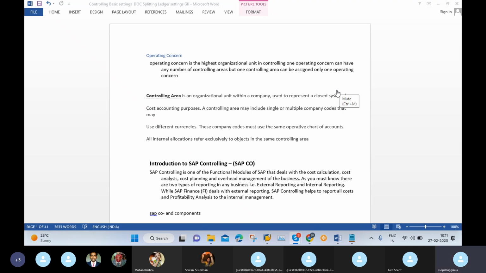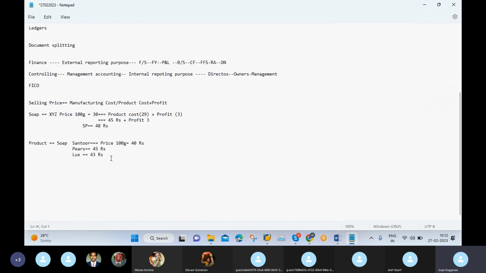Then we can start our session on the controlling module. So basically, we know very well, if you want to start any module in SAP finance, especially the functional modules, what is the first thing we need to maintain? Enterprise structure. Am I correct or not?